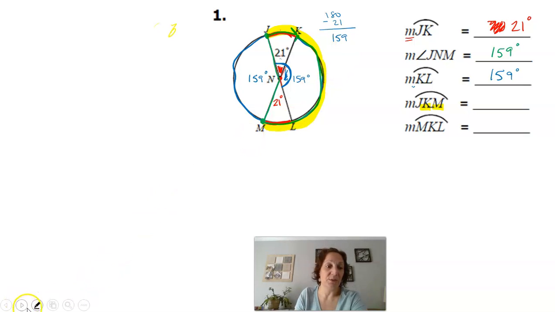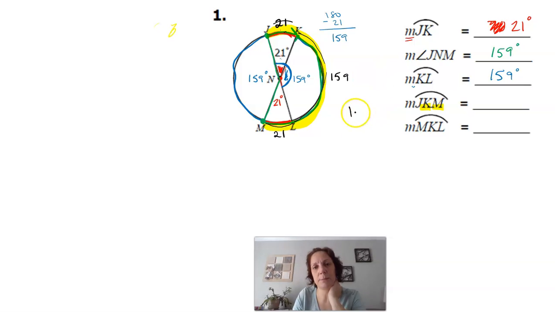So if we want that arc, all we have to do is add up its pieces, right? So let's see what its pieces are. This piece is 21. So from here to here is 21. From here to here is 159. And then from L to M is another 21. So if I want to know how long that big arc is, I can just add those three numbers up. I can say 159 plus 21 plus 21.